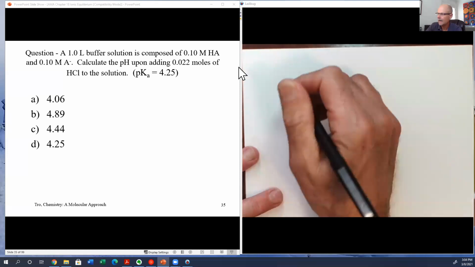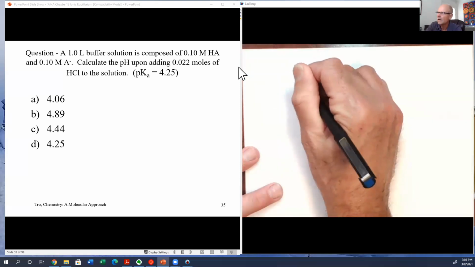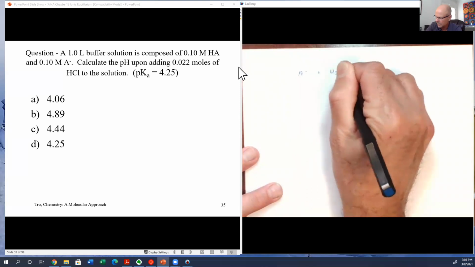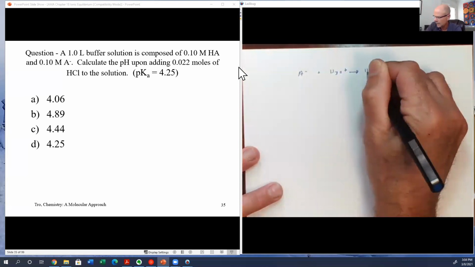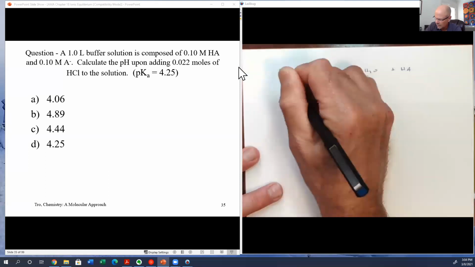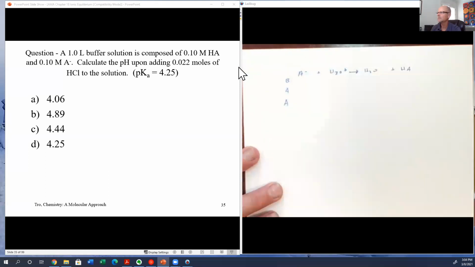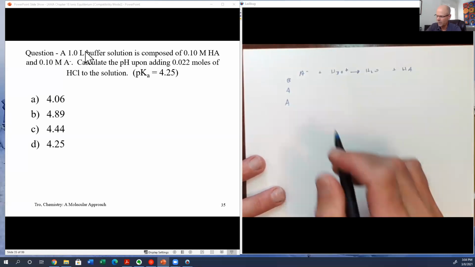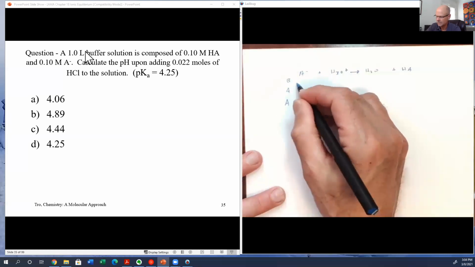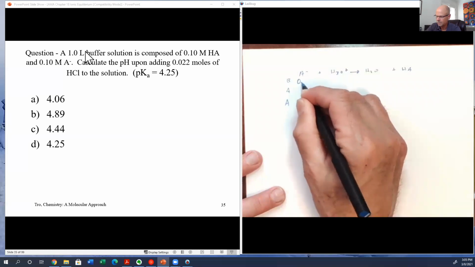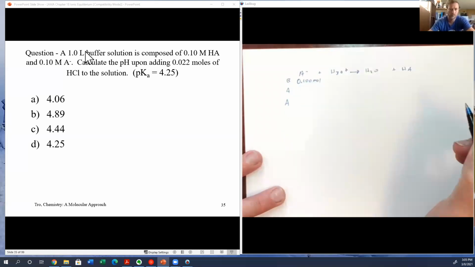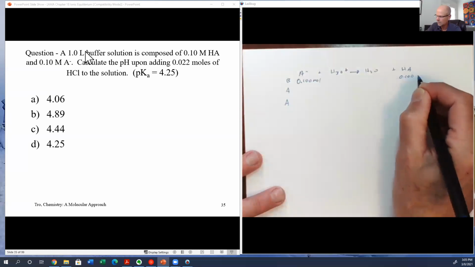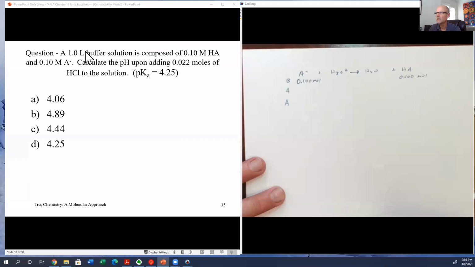So you'd write A minus plus H3O plus goes to H2O plus HA. And you'd set yourself up an ICE table, like that. And remember to always work in moles here, but again, you have 1 liter. I'm keeping the numbers simple. So what are the number of moles of A minus? 0.1. And HA, 0.10. 0.1 as well, so you have the same amount of both.